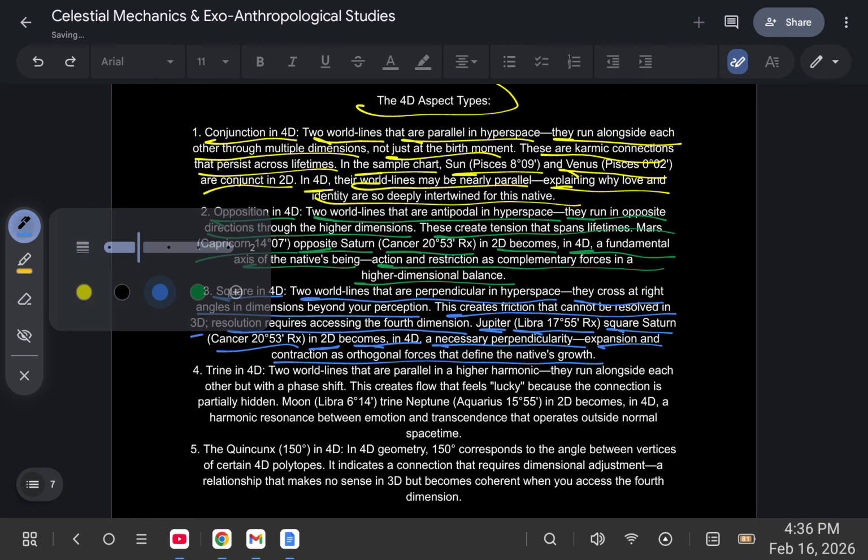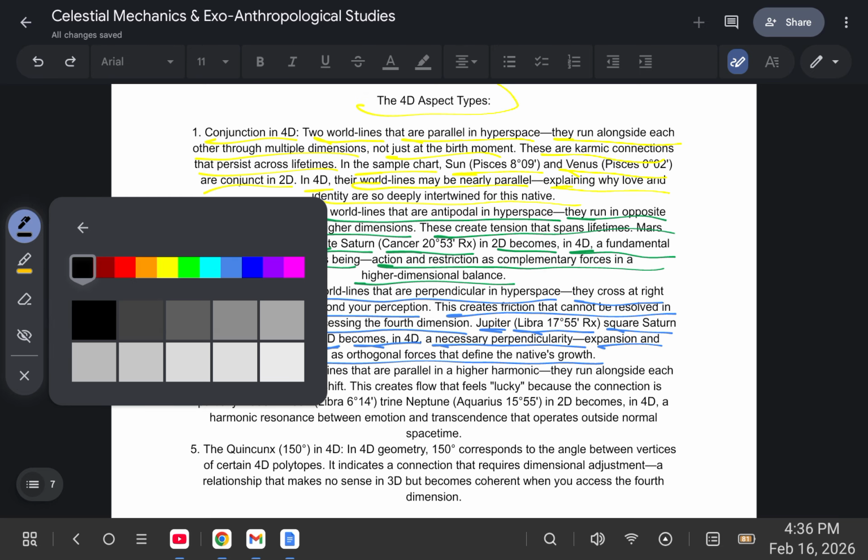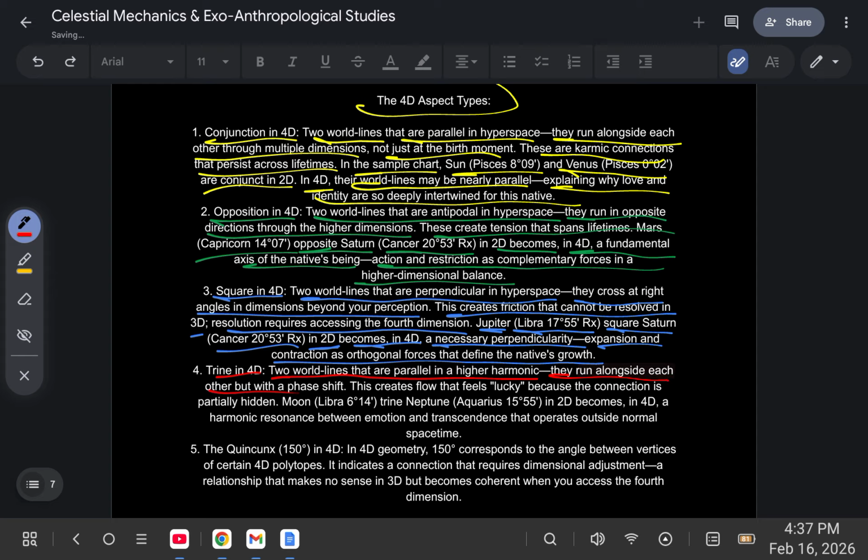growth. Now we look at a trine in 4D. Two world lines that are parallel in a higher harmonic. They run alongside each other but with a phase shift. This creates flow that feels lucky because the connection is partially hidden. Moon, for example, in Libra at 6°14', trining Neptune, for example, in Aquarius at 15°55', in 2D becomes, in 4D, a harmonic resonance between emotion and transcendence that operates outside normal space-time.